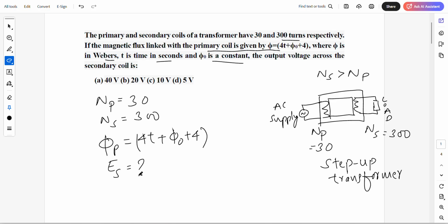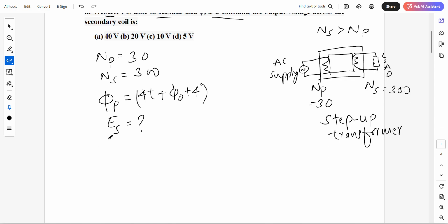Now, we know what EP is equal to. EP is equal to d phi p by dt. This we know, and we have seen this equation in the previous videos. The induced EMF is given by d phi by dt, according to Faraday's laws of electromagnetic induction. That is d by dt of phi p, and phi p is 4t plus phi naught plus 4.